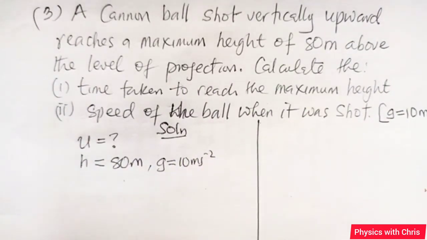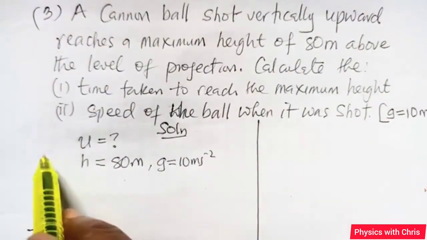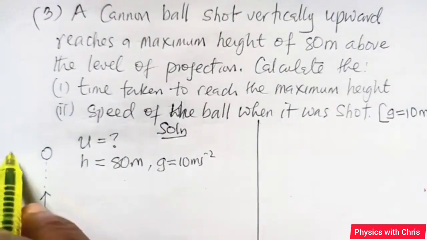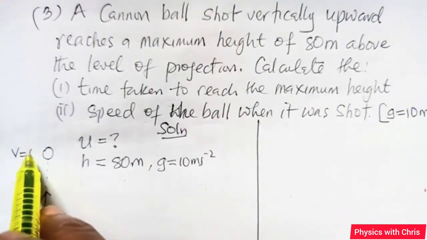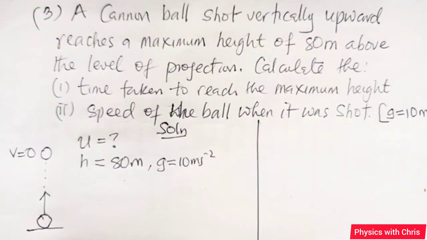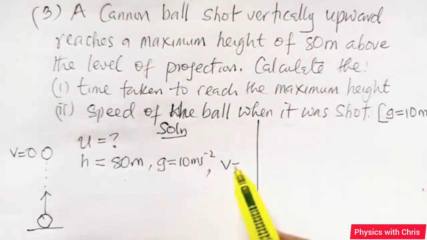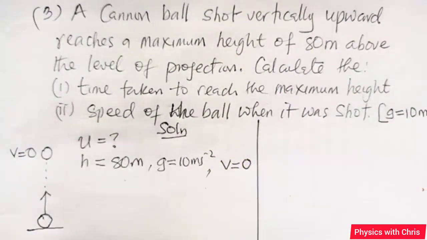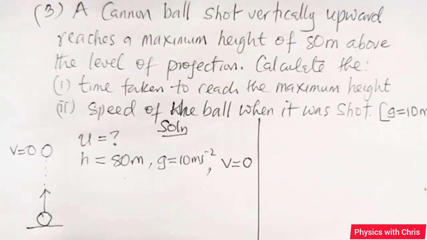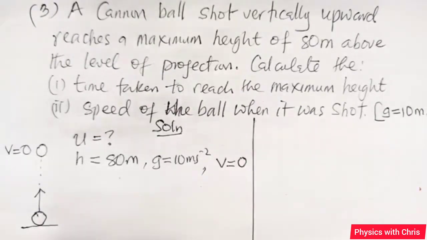And again, when this cannonball is shot upwards, I explained in the other video that when the body is fired vertically upwards, on reaching its maximum height, the final velocity of the body goes to 0. So we must include that. Most questions will not even give you that information. The examiner expects you to know that when a body is projected in this fashion, at its maximum height, its final velocity is 0.